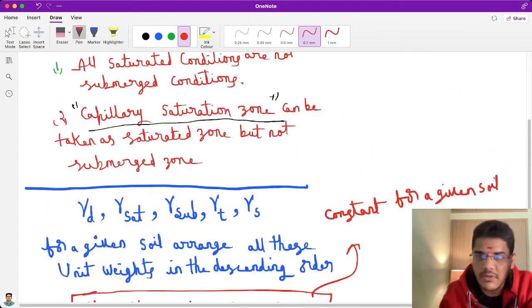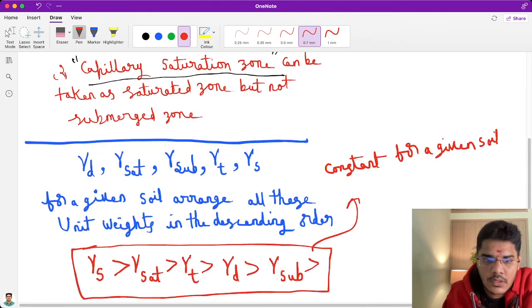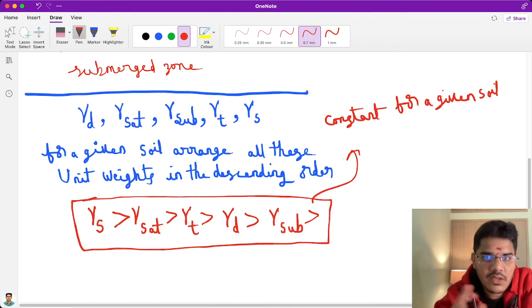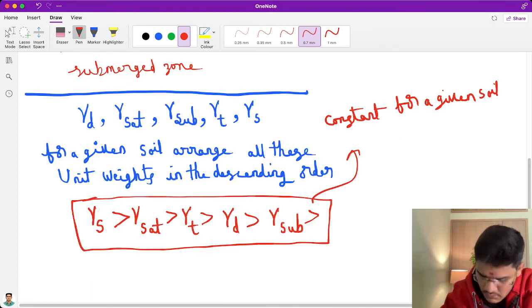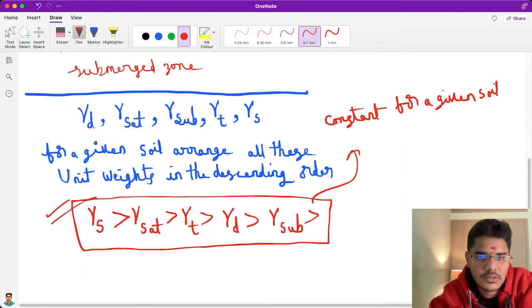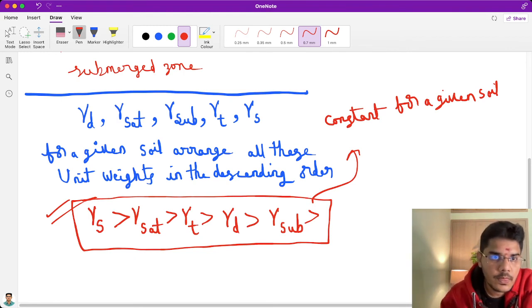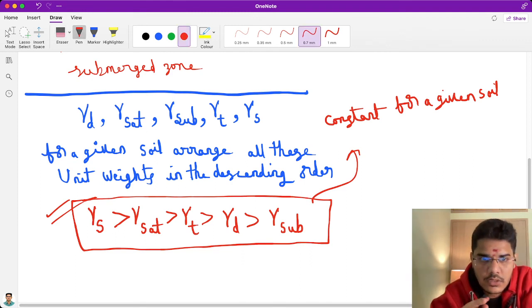So I'll briefly recap what we have discussed. The submerged unit weight note point we have discussed, and the order of unit weights for a given soil we have discussed. This is very important, as in some examinations they will directly ask for the descending order. I have written descending order here; you can write ascending order as well. So now this is completed.